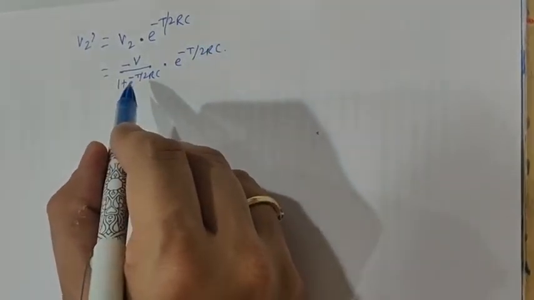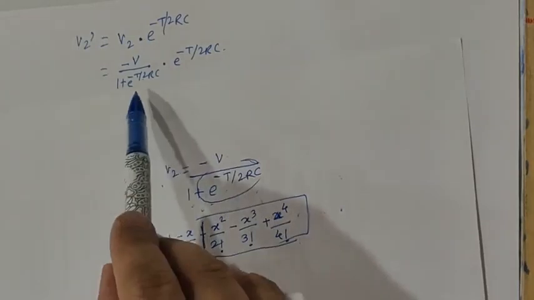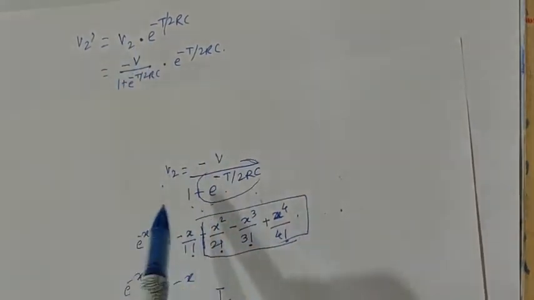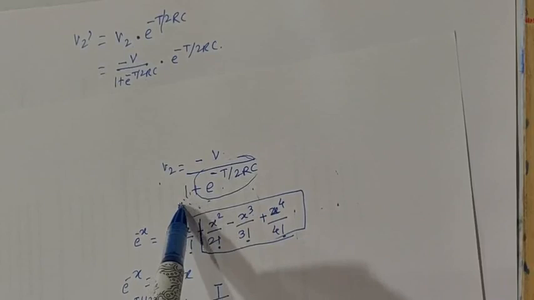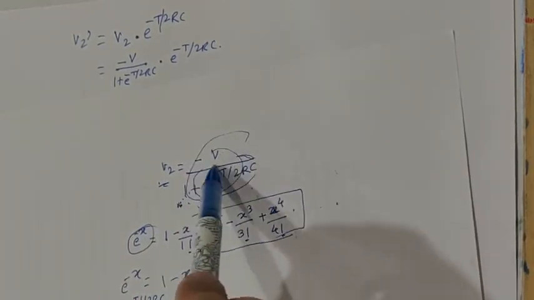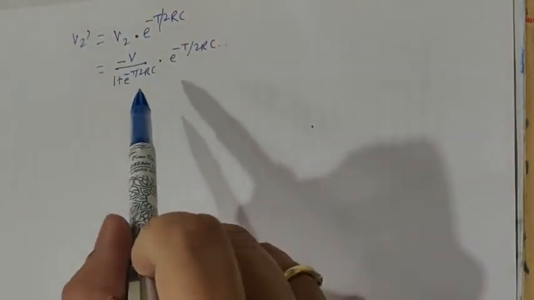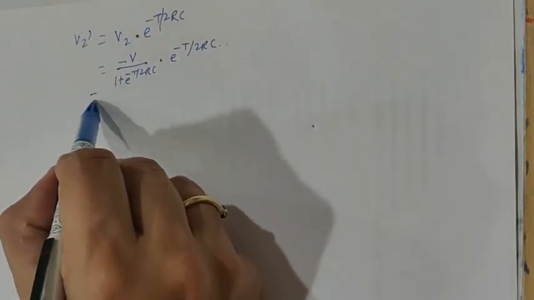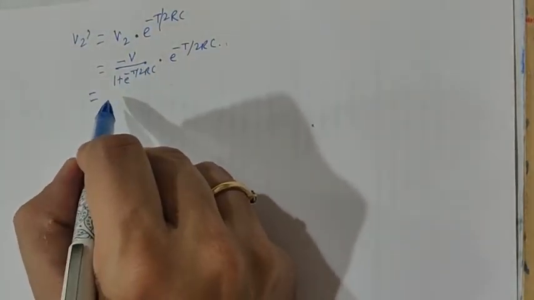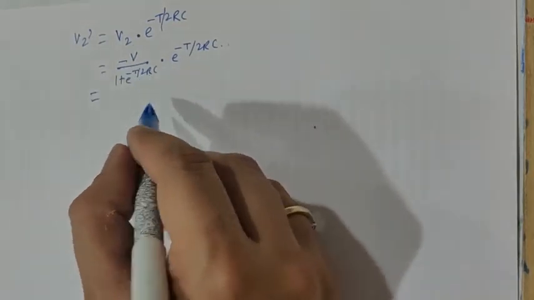It has come from the previous slide that we have taken. See here, the V2 value is minus V upon 1 plus e to the power minus t by twice RC. Instead of V2 we have used this equation. Before applying the e to the power minus x term we have written this term, so I have used this term here and multiplied this. A bit of mathematical manipulation is there. You need to take care of this, because if we are not doing this, we will not be getting the coordinate values. Remember, the numericals are important in this regard.